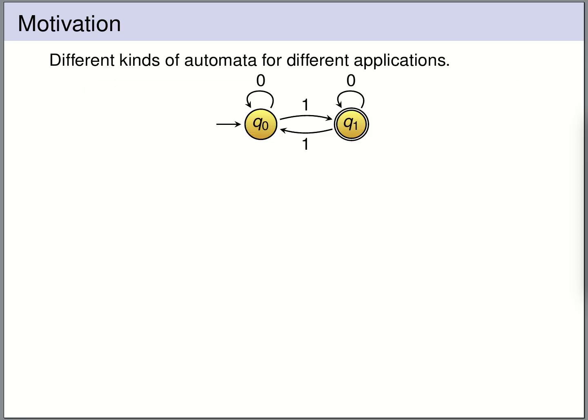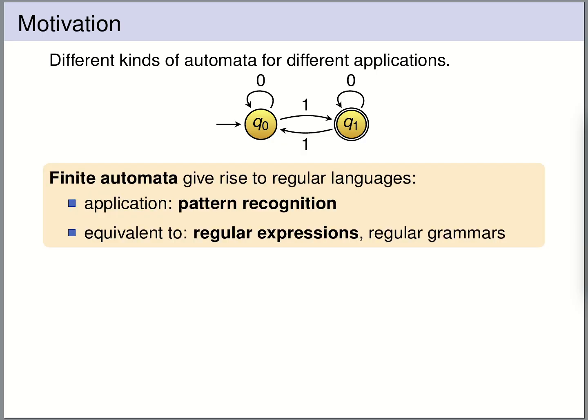Next to Turing machines, we will study different kinds of automata. Different kinds of automata have different applications. We will study finite automata. They give rise to the class of regular languages, and one of their main applications is pattern recognition. So if you're looking for a pattern of a certain form in a text document. If you've used programming languages to extract information from text, you've probably come across regular expressions. Regular expressions are equivalent to finite automata. Given a regular expression, you can transform it into a finite automaton. And this principle we will see very often in this course.